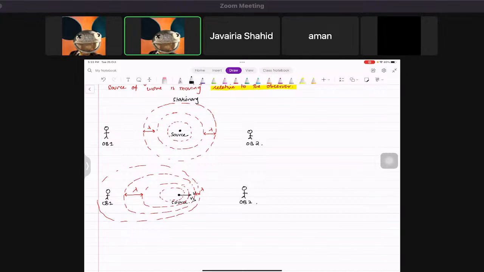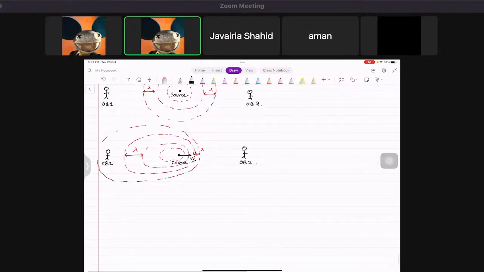So with respect to the observer, I'm going to show you a few real things you'll understand. But first, let's write the conditions: when the source is moving away, what happens then? And then we are also going to write when the source is moving towards an observer. So what happens then?